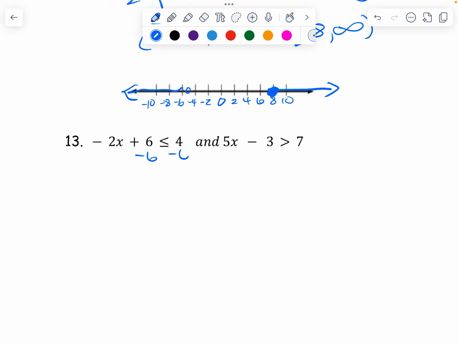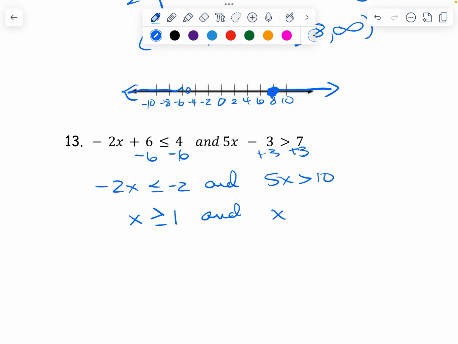This one, I subtract 6 on both sides. I get negative 2x is less than or equal to negative 2. So x is greater than or equal to 1. And add 3. Get 5x is greater than 10. So x is greater than 2.